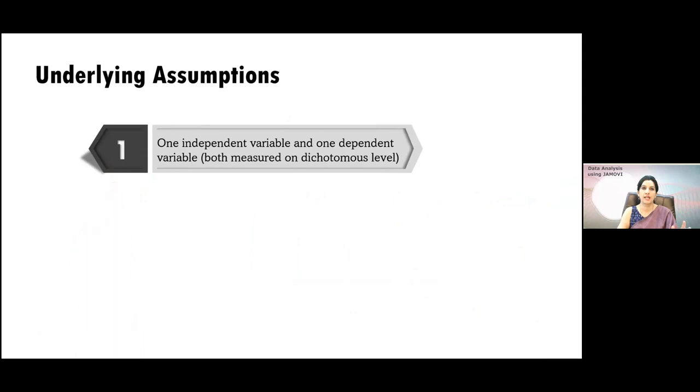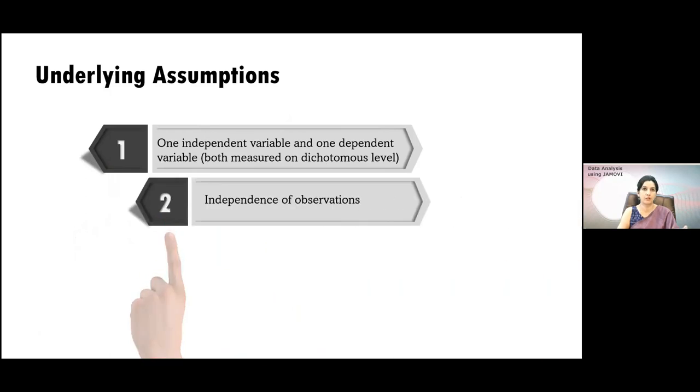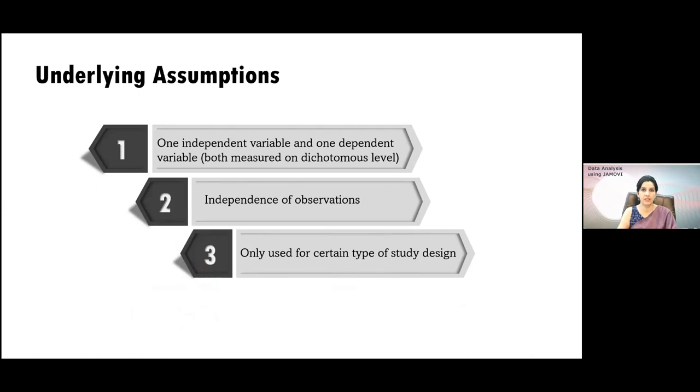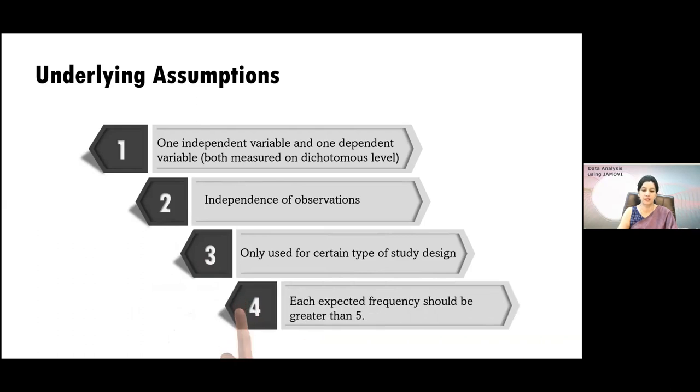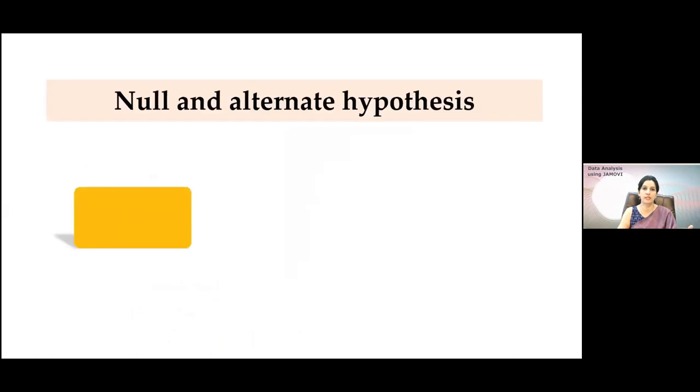So the underlying assumption is that there is one independent variable and one dependent variable, and both are measured on a dichotomous level. There is an independence of observation, like we did for the previous two types of chi-square, and it can be used only for a certain type of research design. And the expected cell frequency, like all other chi-square, should be greater than 5.